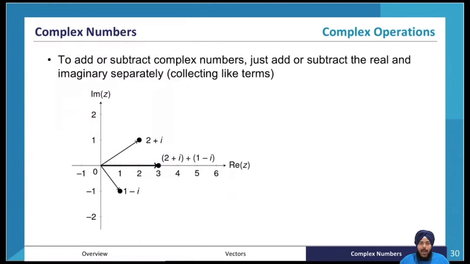But basically, when we're adding complex numbers, if they are in the Cartesian form, all we need to do is add the real components separately and add the imaginary components separately. But yeah, that's basically it for adding and subtracting complex numbers. Very similar to vectors.